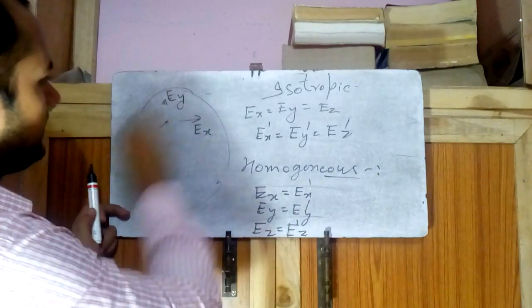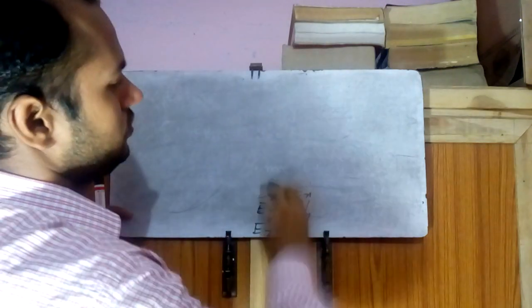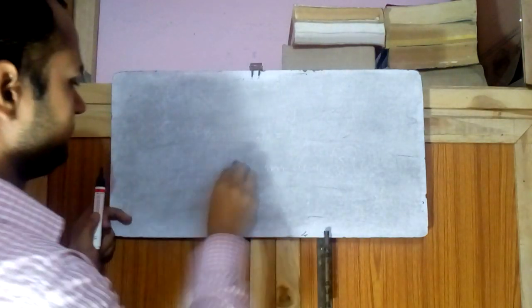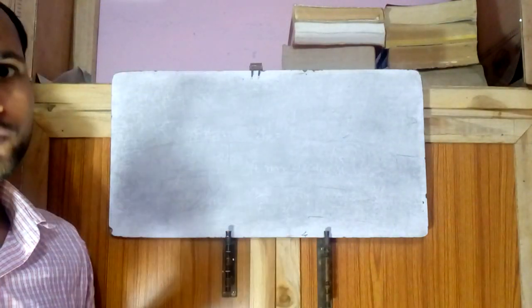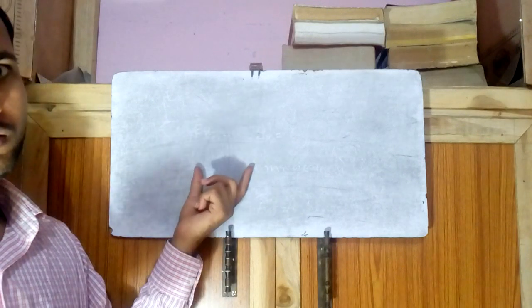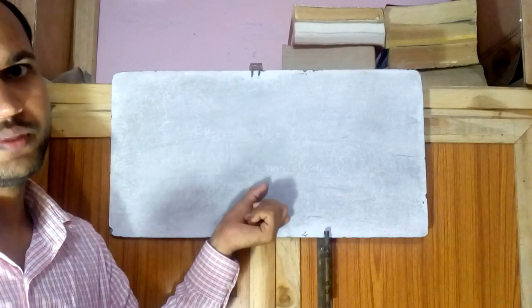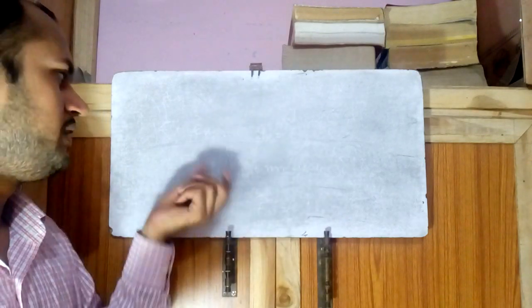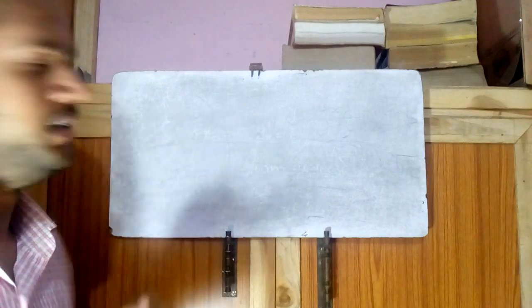So if epsilon is constant, that means the material is isotropic or homogeneous, right? To get both isotropic and homogeneous, at each and every point and in all directions the property of the material will always be the same. It means either a change in direction or a change in the point.